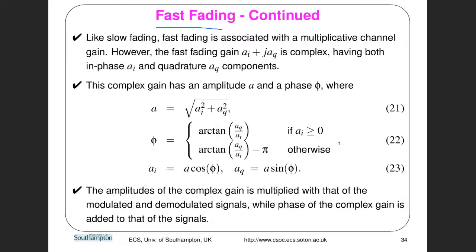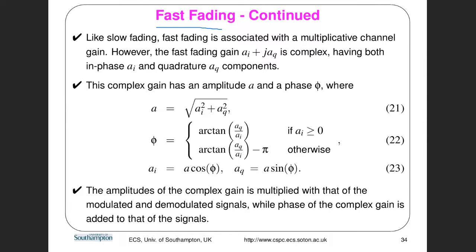So fast fading, the third level of channel model, is small scale fading. And I said earlier that for path loss, the first level, and shadowing, the second level, we only model the power loss, which is a real value. So we only concern ourselves with how much signal power has been lost.